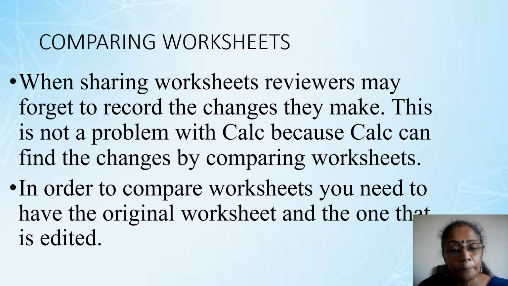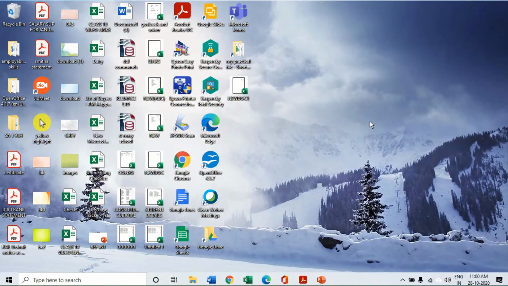In order to compare the worksheets, you need the original document and the one which has been edited, and you can keep the two together and automatically Calc compares the two documents and finds out where the changes have been made. So this is a good feature where two documents of the same type, in which some additions and deletions have been made, can be compared even if the changes have not been recorded. So let us understand how to compare documents.